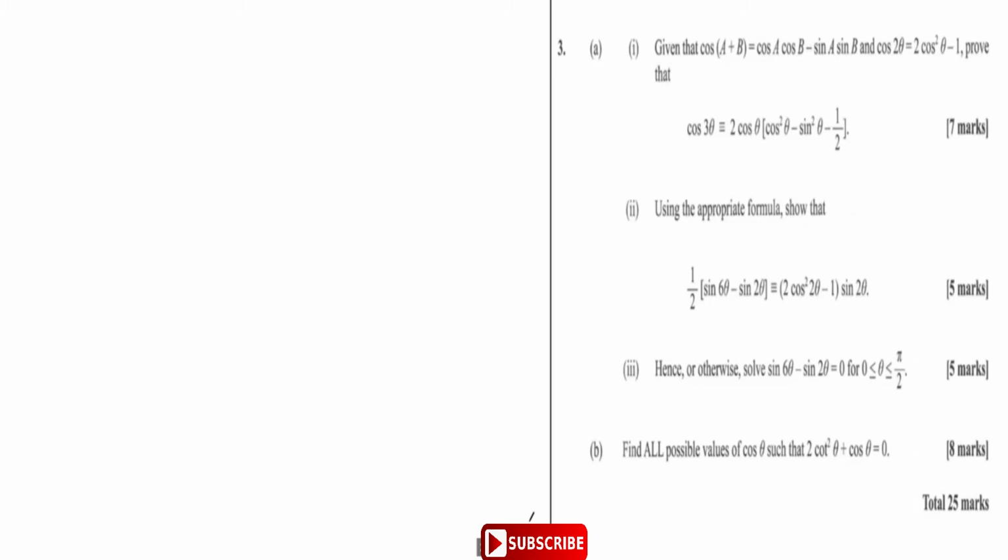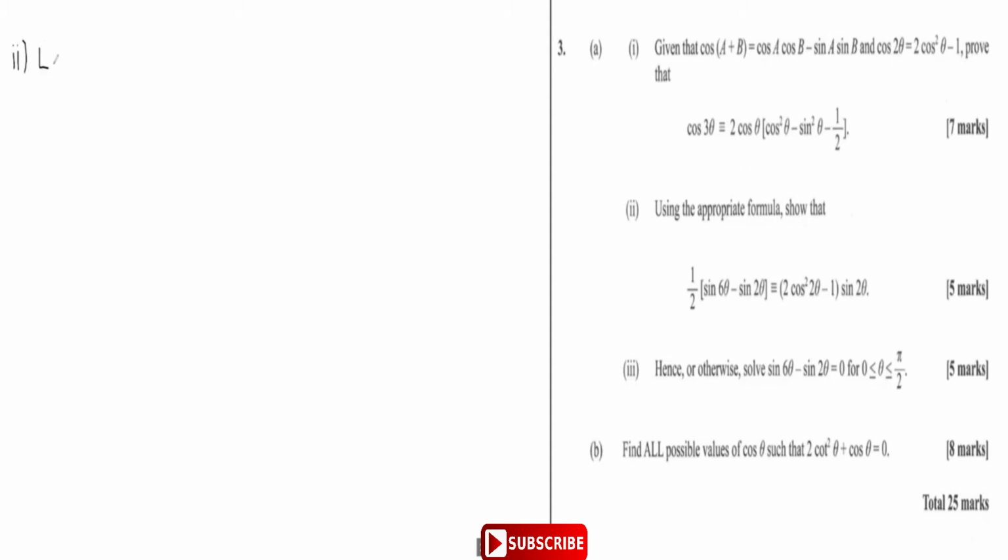Part 2 says, using an appropriate formulae, show that a half of sine 6 theta minus sine 2 theta is equal to 2 cos square 2 theta minus 1 times sine 2 theta. So we have another proof to do. They're killing us with proofs. Imagine, my gosh, they just gave us a proof and they want us to do another proof.